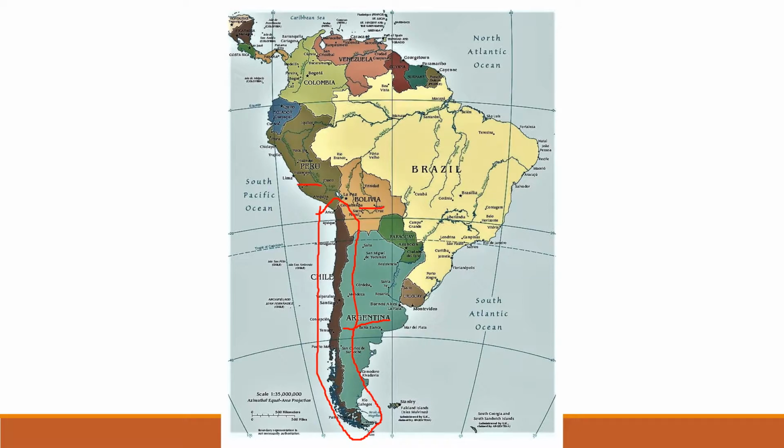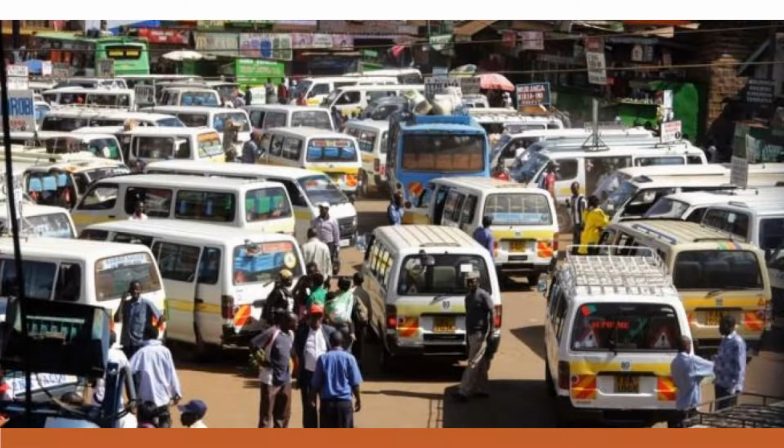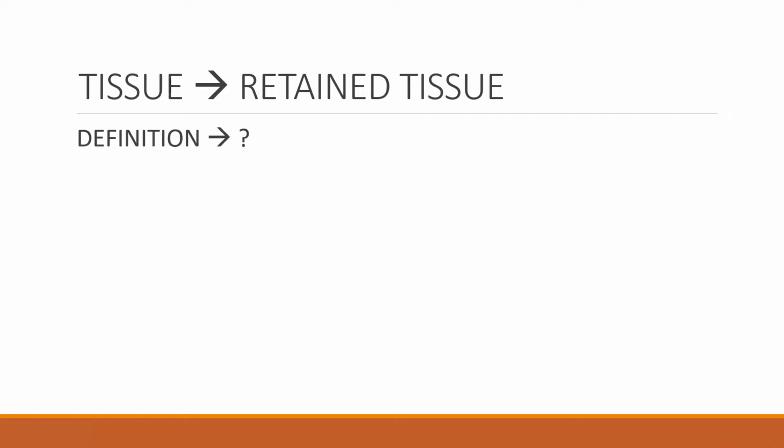So this was a little break. We are in the middle of our route. We are going Matatu, Pole Pole, but we are going safe. So let's continue with the third T. We have seen tone, trauma, and we're going to see now tissue.